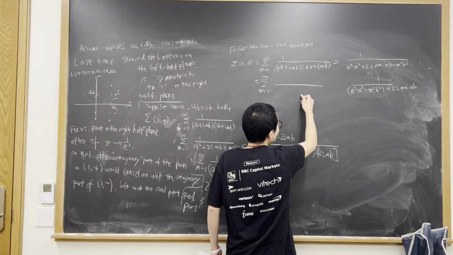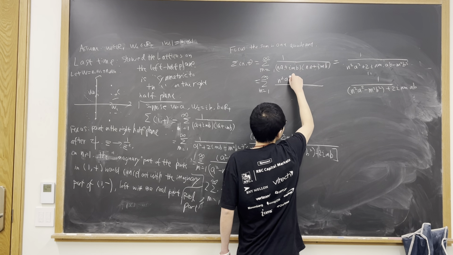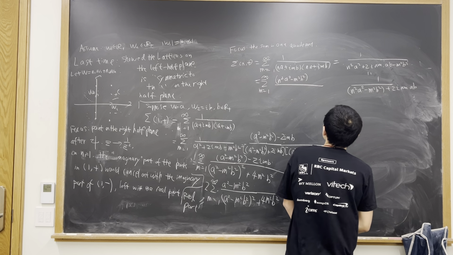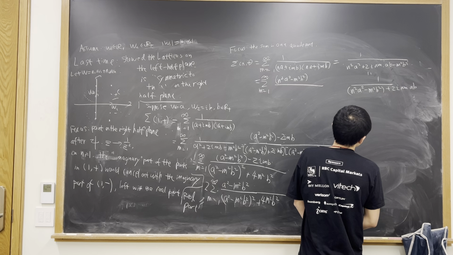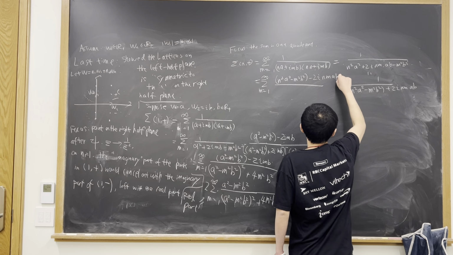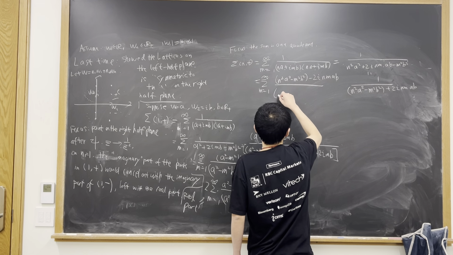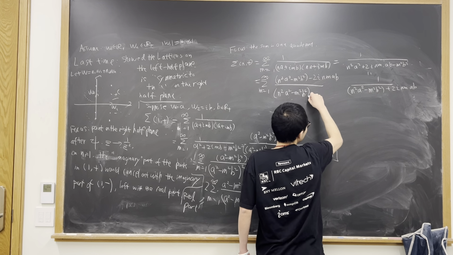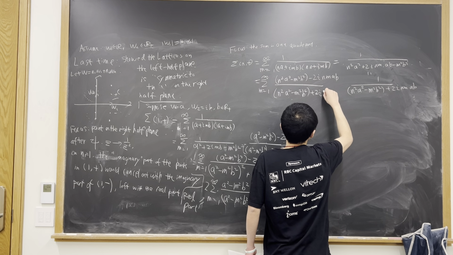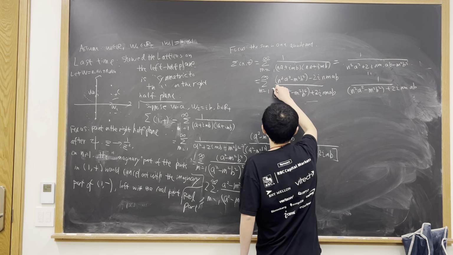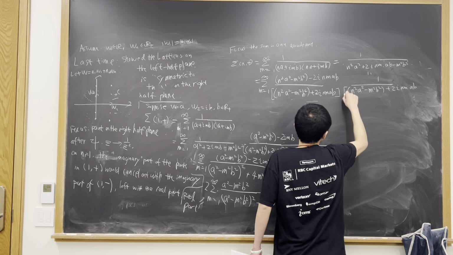So for the top part, I get n squared a squared minus m squared b squared. And then what I have is minus n m a b. And then this one is n squared a squared minus m squared b squared plus 2i n m a b, times minus.